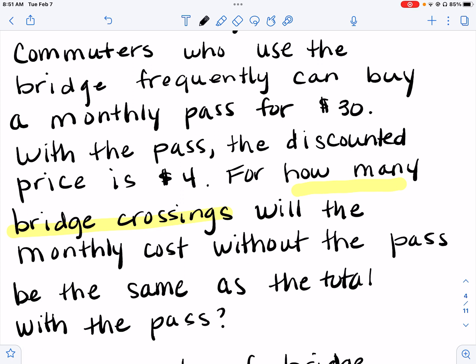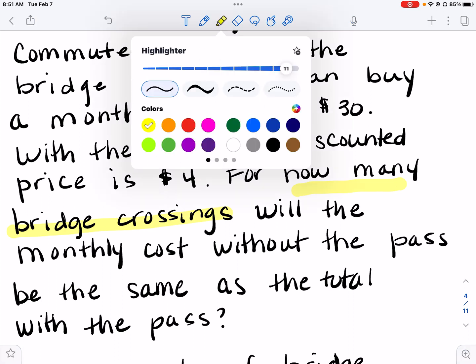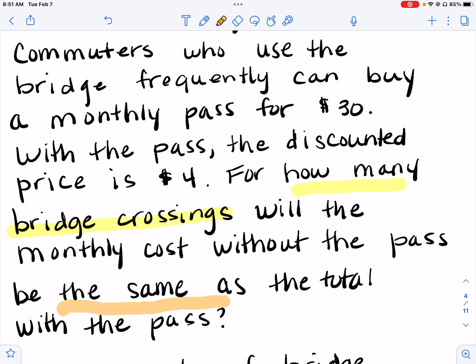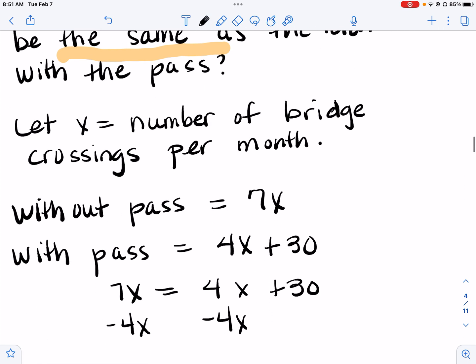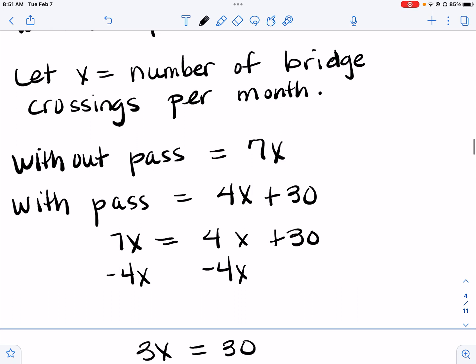All right, what does the same as mean? Okay, that means equal. So x equals the number of bridge crossings per month. Without a pass, you pay $7 per crossing, so it's 7 times x, 7 times the number of crossings. With the pass, you pay $4 per crossing, plus you purchase the pass of $30.